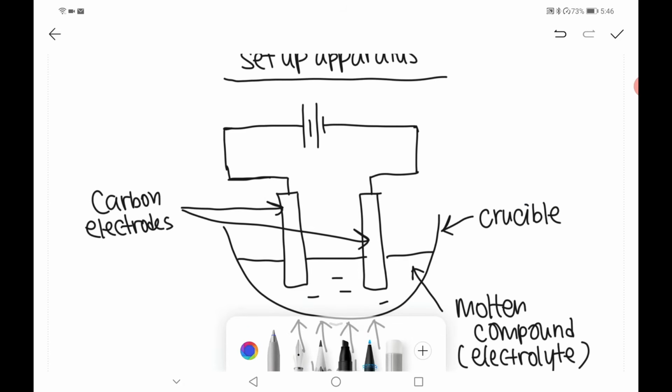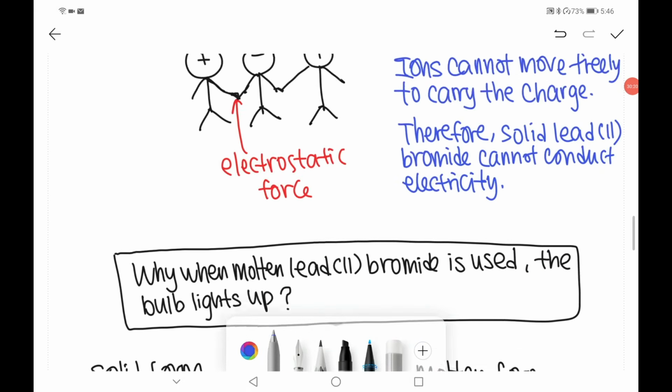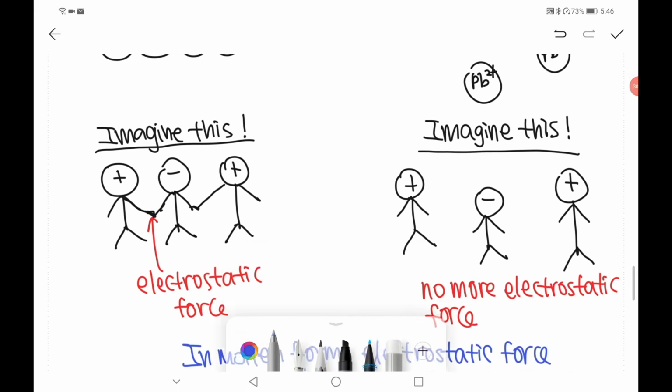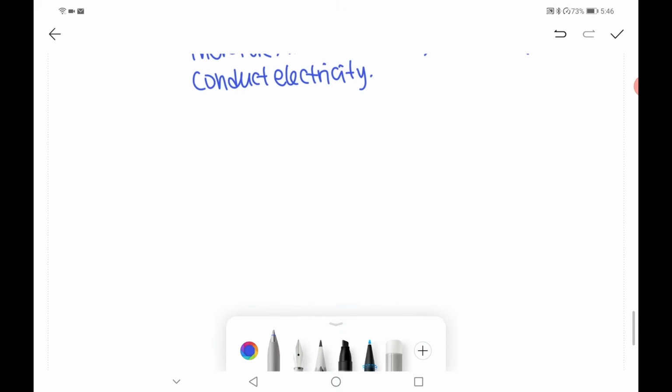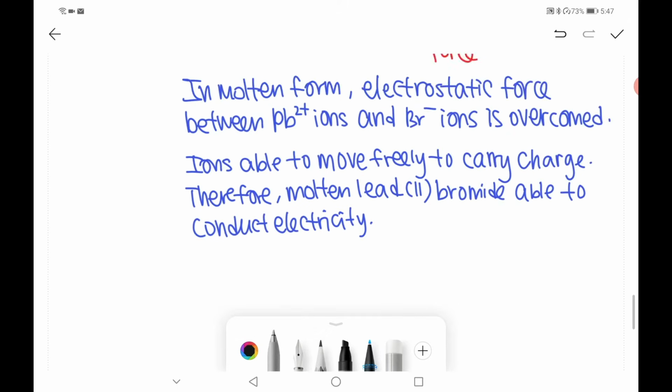They are attracted by electrostatic force and they are at a fixed position. So they are fixed, they cannot move. In molten form, the ions can move freely. Why? Because we don't have the electrostatic force anymore. So when there is no electrostatic force, all the ions can move freely. They can move here and there. When the ions can move freely, they can carry the charge and we get electricity. So that is the logic.